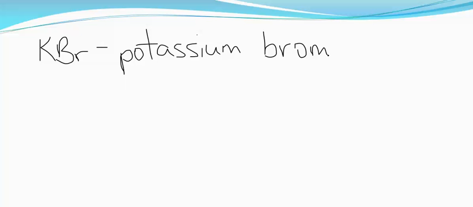This is a binary ionic compound. It's got a metal with a nonmetal. We name the metal first, just the metal name, potassium. For Br, we're going to use the stem for Br, which is brom, and then the suffix is -ide.